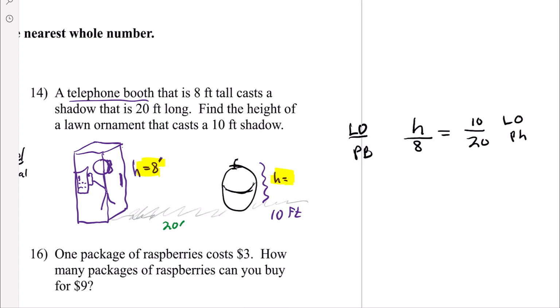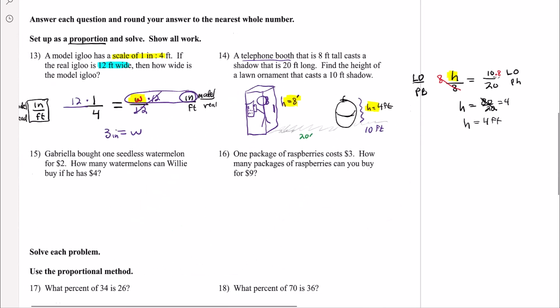And some of you can do that in your head. You can say, well, 10 is half of 20, so this height has to be half of 8, which is 4. The other way to do it is to just multiply both sides by 8. And then 10 times 8 is 80 over 20, which is 4, and that will be in feet. So the height of the lawn ornament is 4 feet. All right.